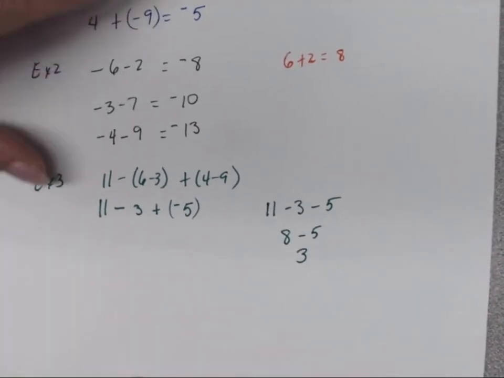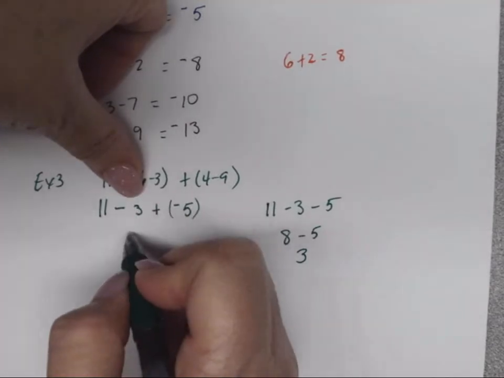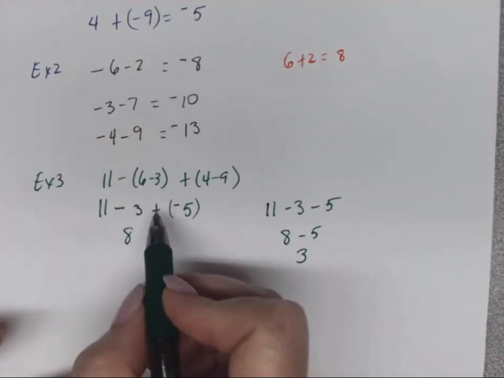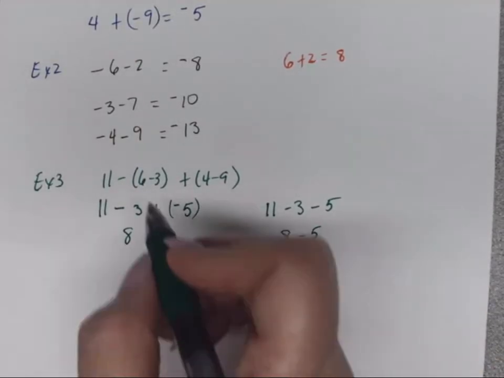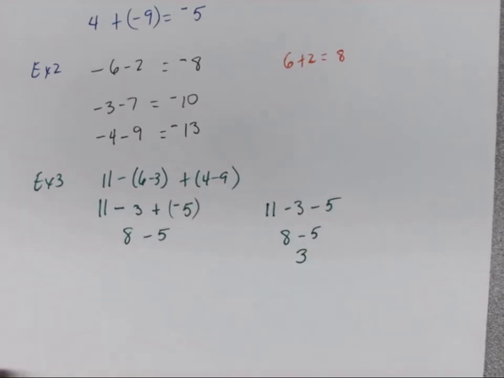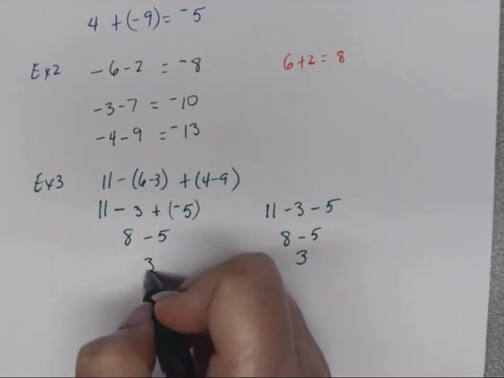You can do the same thing over here. 11 minus 3 would be 8. Now you can still keep it as plus minus 5, or just rewrite it as negative 5. You still get 3 as your answer.